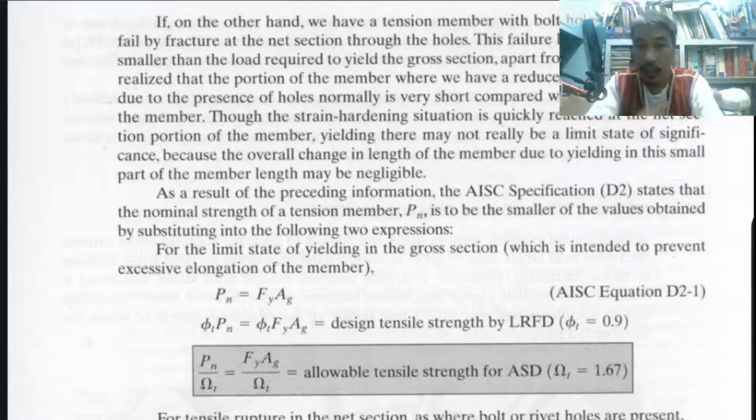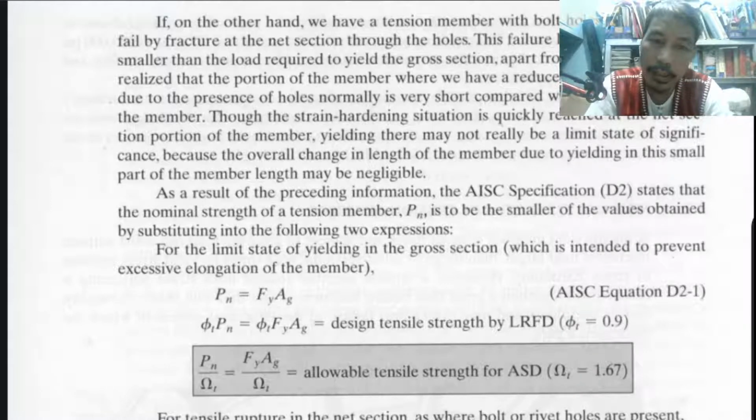This is very specific. We have to memorize this. When we are talking of tension, we have to memorize that the reduction factor is 0.9. So therefore, multiplying 0.9 to both sides, we have phi t times nominal strength is equal to phi t times yield strength, right? Yield stress or yield strength.